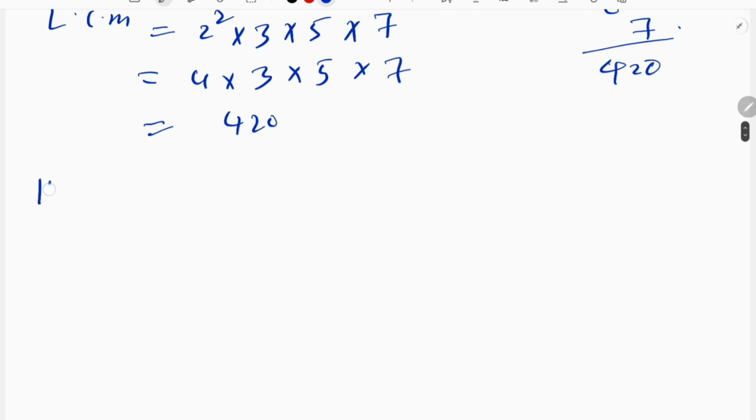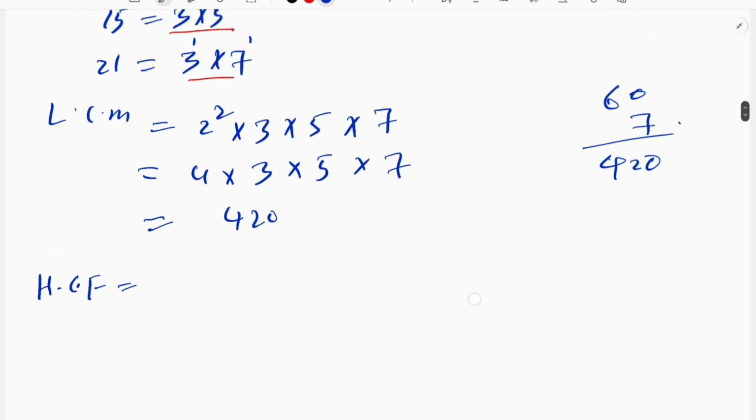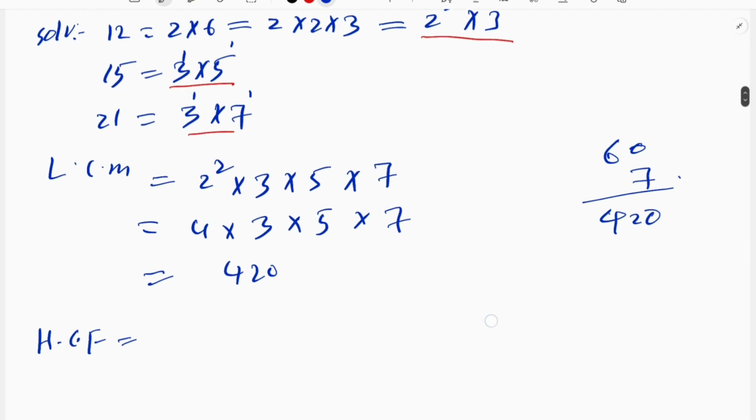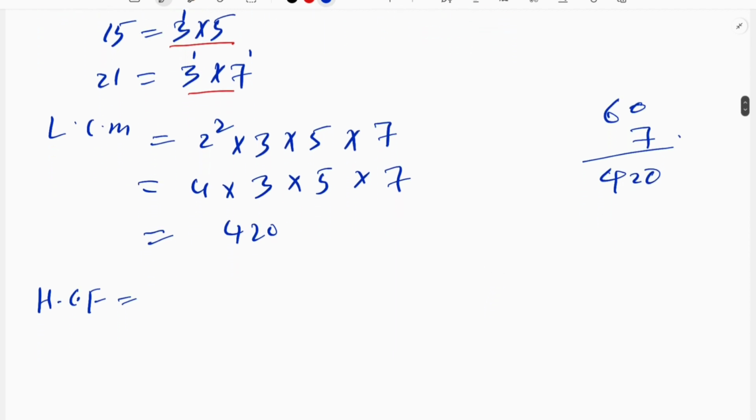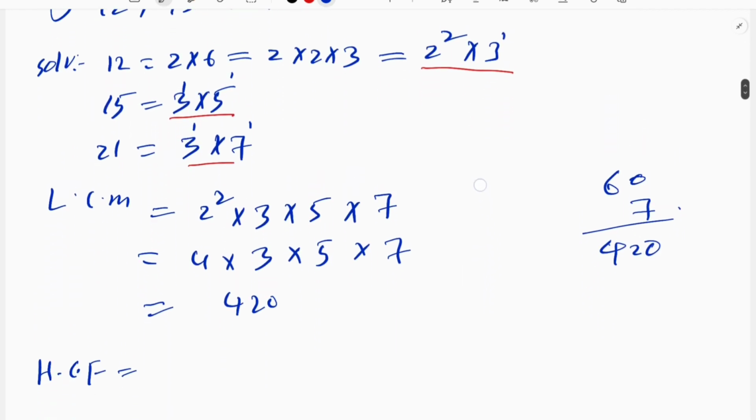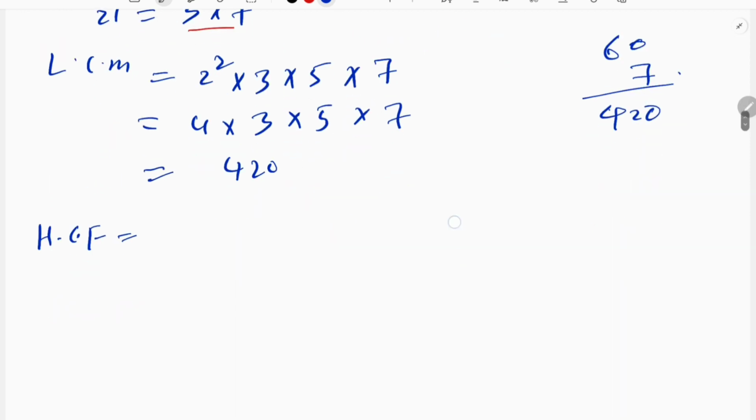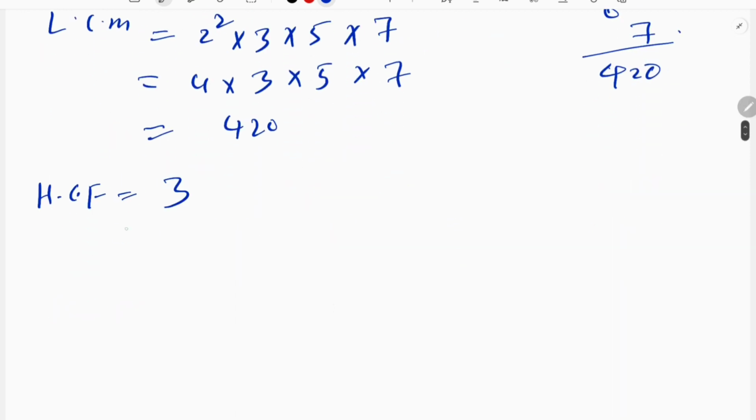Now what is HCF? We know the definition of HCF is the product of the smallest power of each prime factor. So we take the smallest power of each prime factor. So HCF is the common number. Check the first common number: 3, 3, 3. So HCF is 3.